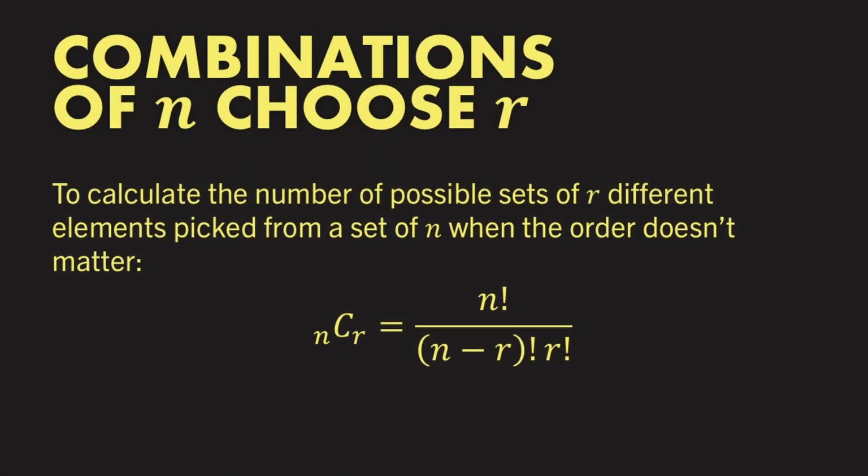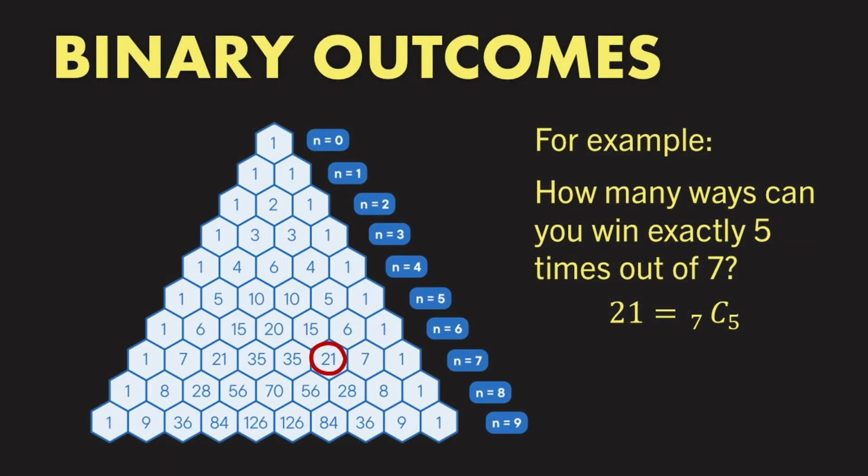If you remember, combinations can be calculated using factorials. This is the formula for combinations. Or also you can do it on your calculator. But each of these numbers is going to be the combinations of a certain number n, which is represented by the number of rows in the triangle, and a certain amount of numbers I choose. So for example, if I want to find the number of ways I can win 5 times if I play 7, I'm going to be calculating combinations of 7 choose 5.